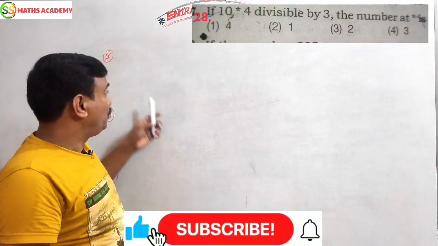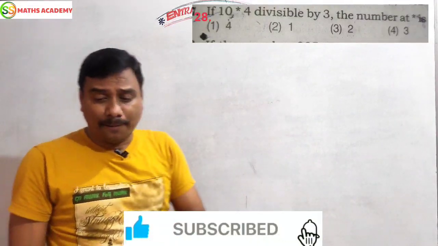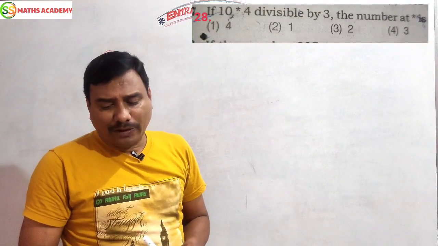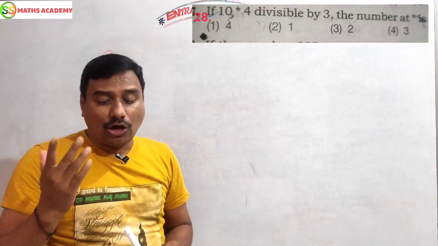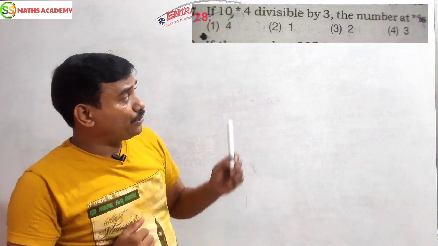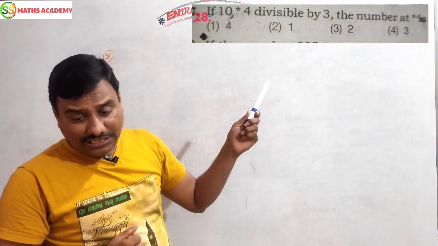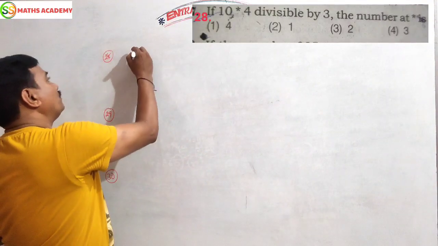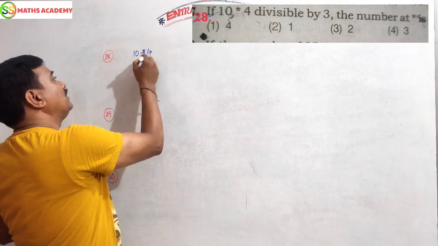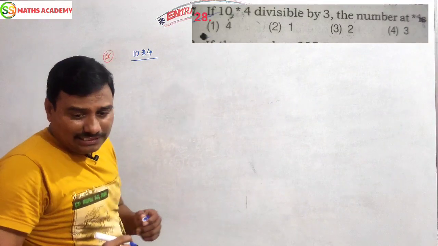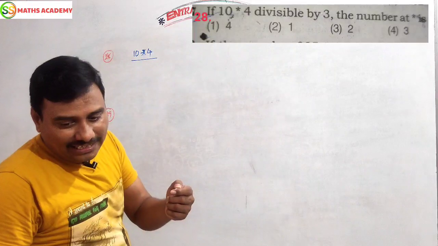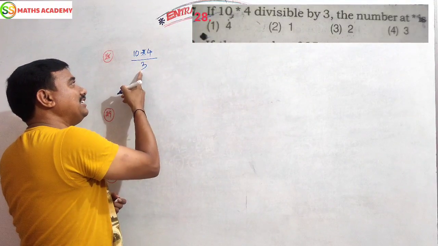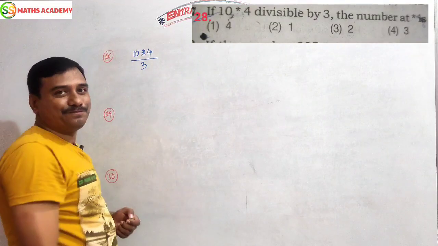Now let us see the remaining 3 questions, starting with 28. If 10*4 is divisible by 3, the number at star is: option 1: 4, option 2: 1, option 3: 2, option 4: 3. Okay, the question is 10*4. This number is divisible by 3. Then what will be the number at star?